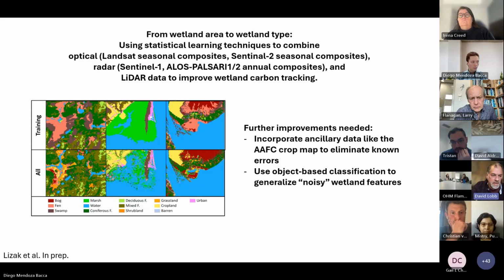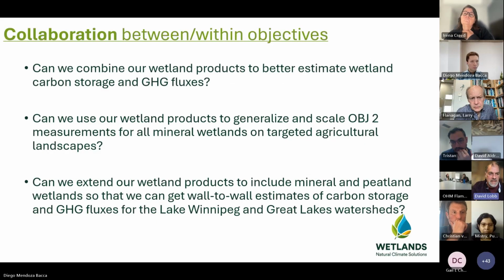Next slide. I think it's just a few more slides here. We were asked to address these questions. So the first one, can we combine our wetland products to better estimate wetland carbon storage and greenhouse gas fluxes? And can we use our wetland products to generalize and scale Objective 2 measurements for all mineral wetlands on targeted agricultural landscapes? And I believe the answer to the first two questions is yes.